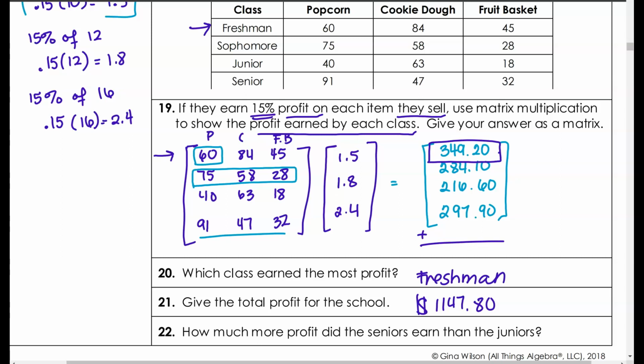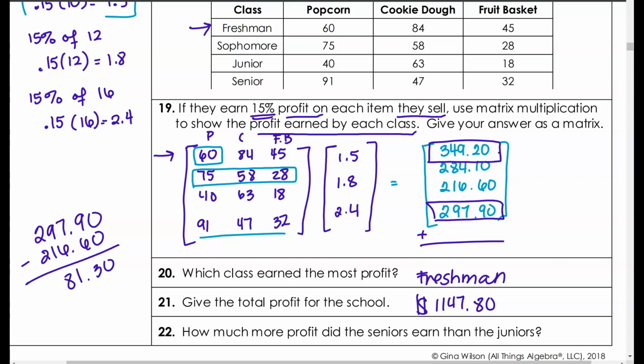How much more profit did seniors earn than juniors? So the seniors were this last one. So we would take 297.90 and we would subtract what the juniors made, which was 216.60. When we do that subtraction, we end up with 81.30. So that means that they made $81.30 more. And that's it for this section.